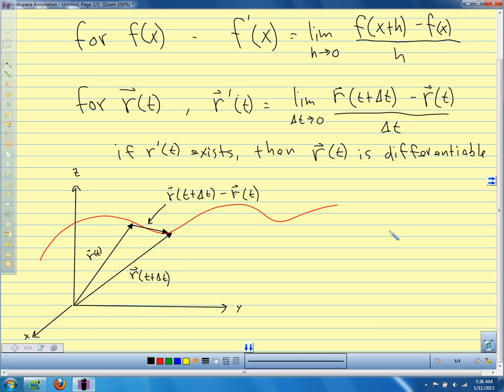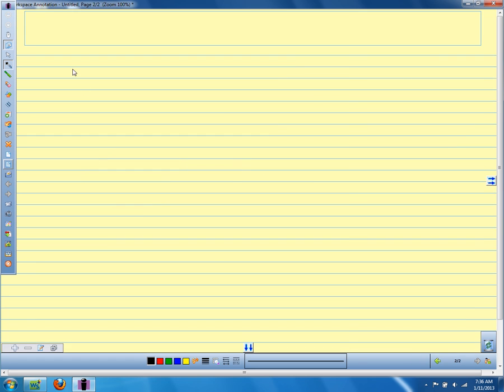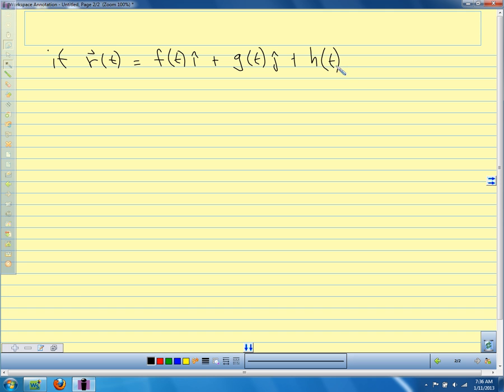So what we're saying there is, and I'm just going to write out what I just said: if r of t is f of t i plus g of t j plus h of t k, then r prime is just f prime of t i plus g prime of t j plus h prime of t k.